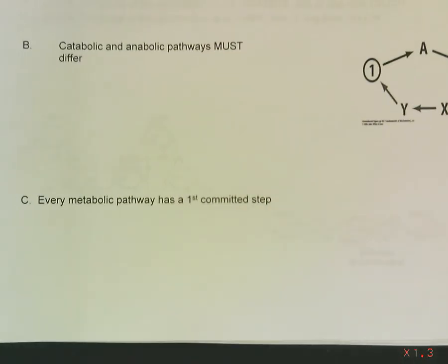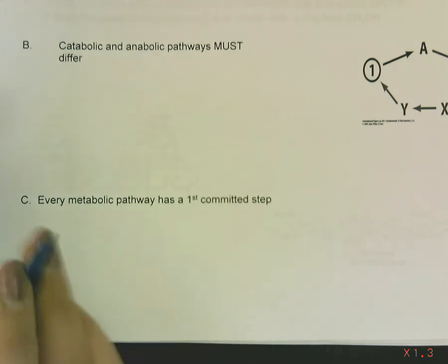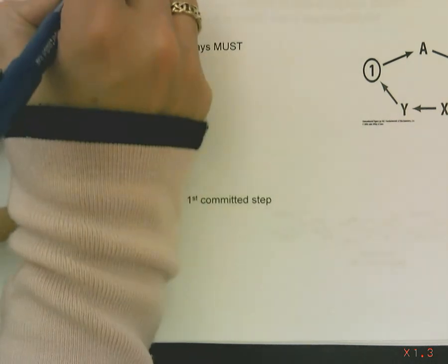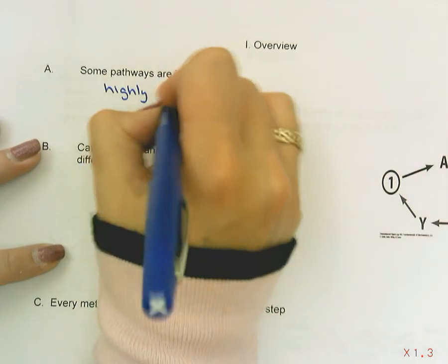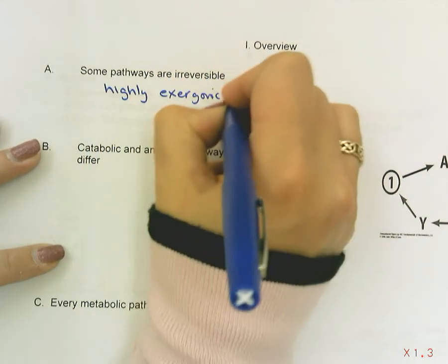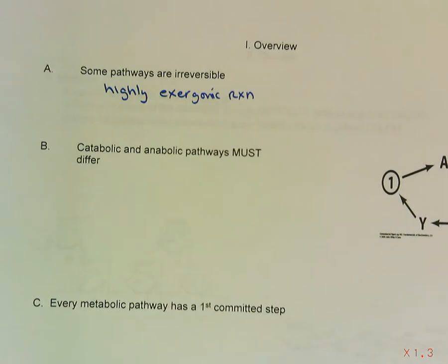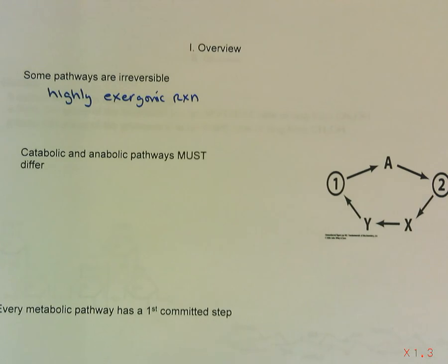We'll do this last one for today. Some pathways are irreversible, which is pretty much a blanket statement. Some pathways, such as the highly, highly exergonic reactions, which means they release a lot of free energy, those are going to be our irreversible ones. Right, because if it goes from here down to here, if you want to reverse that, the energy to go back up is too much.